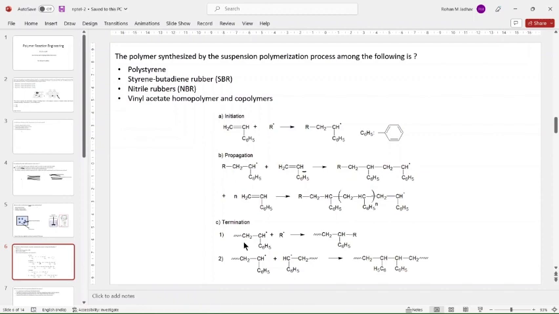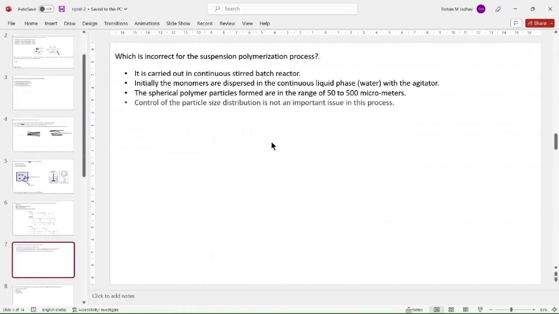So next is again about the same suspension polymerization process. Here are some points. Which one of them is incorrect? If you read through this, you can see: carried out in a continuous stirred batch reactor, initially monomers are dispersed in continuous liquid-based water in the agitator, and the control of size distribution is not an important issue.